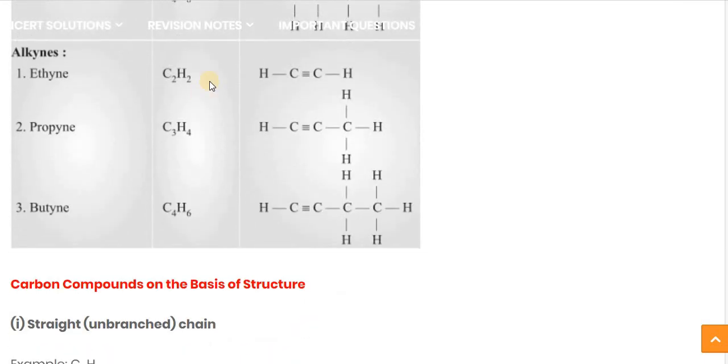Now for the alkynes, yne stands for the triple bond, and the formula is C2H2. Here you can see there is a triple bond between the two carbon atoms. Propyne means 3 carbons, and between two carbon atoms there is a triple bond. And butyne is for 4 carbons, and between two carbon atoms there is a triple bond.